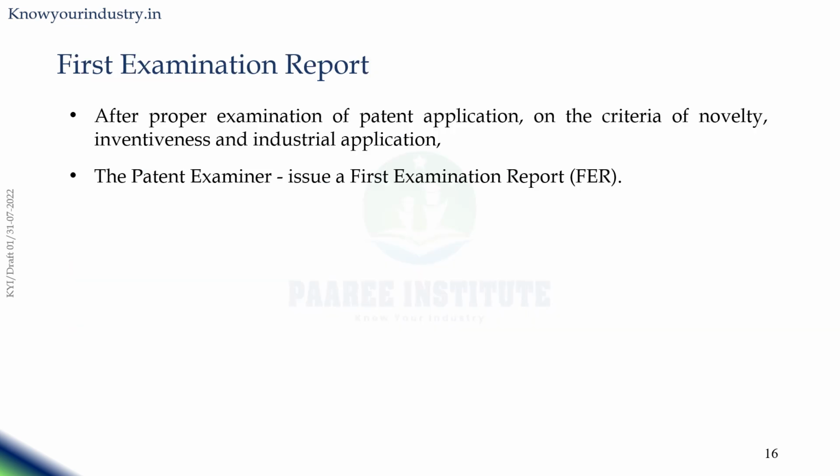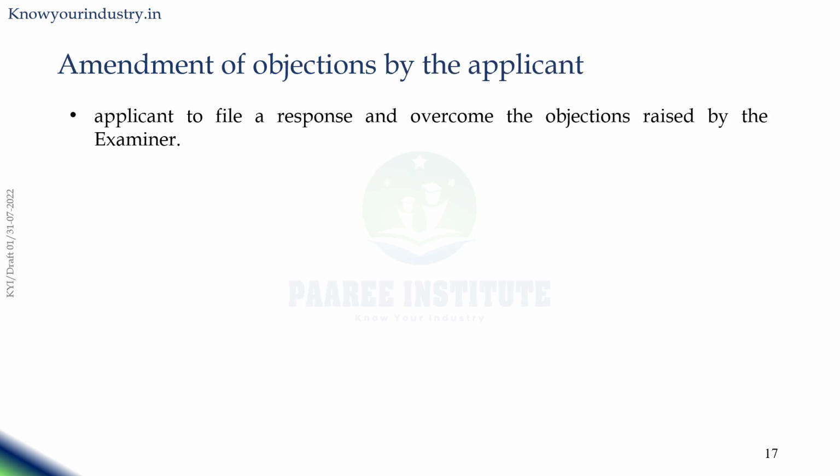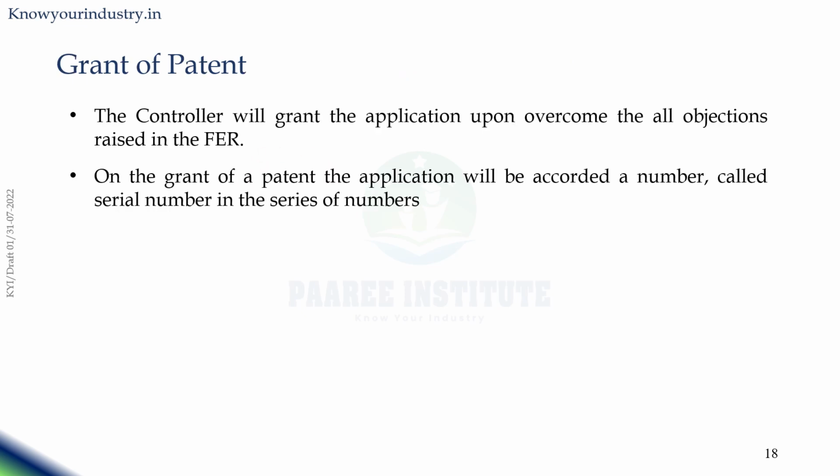Once we file the request for examination, the patent office will take your patent application for examination. After proper examination of the patent application on the criteria of novelty, inventive step and industrial application, the patent examiner will issue a first examination report if they have any objections. Once the first examination report is received, the applicant can file a response and reply to overcome the objections raised by the examiner. They can amend the claims. Once your response has been accepted by the controller, they will grant the application.